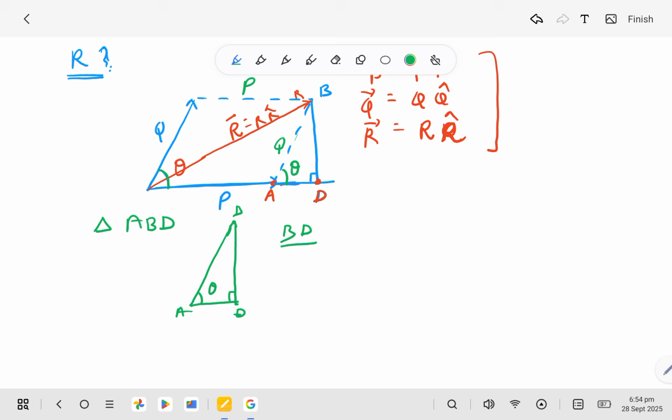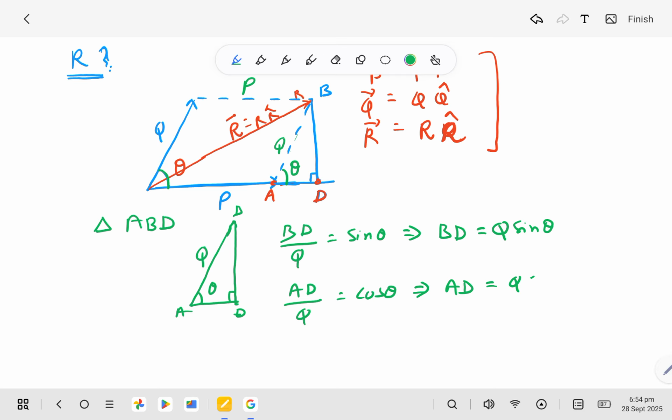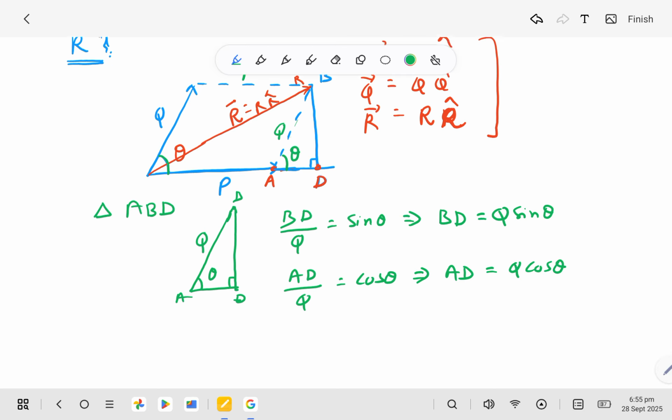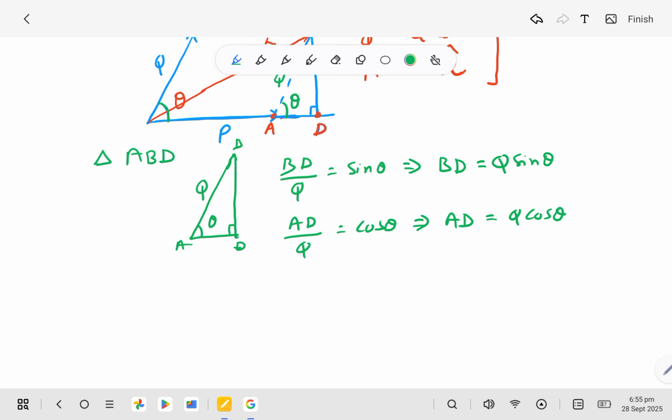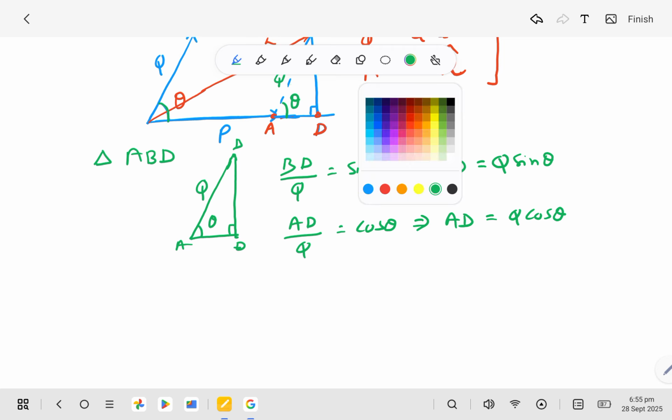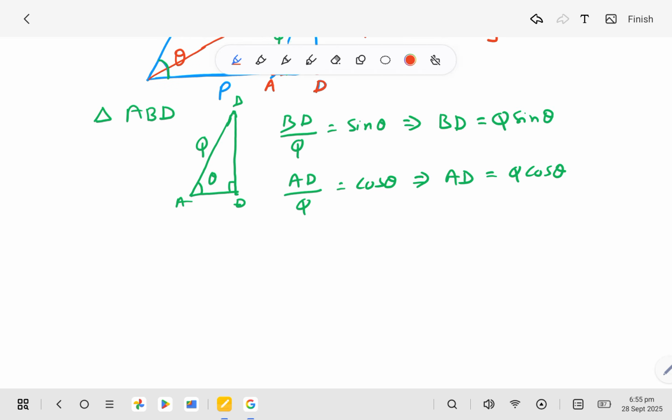So BD divided by this length Q equals sine theta. This implies BD equals Q sine theta. Similarly, AD divided by Q is cos theta. It means AD is equal to Q cos theta. Now we can use another triangle.